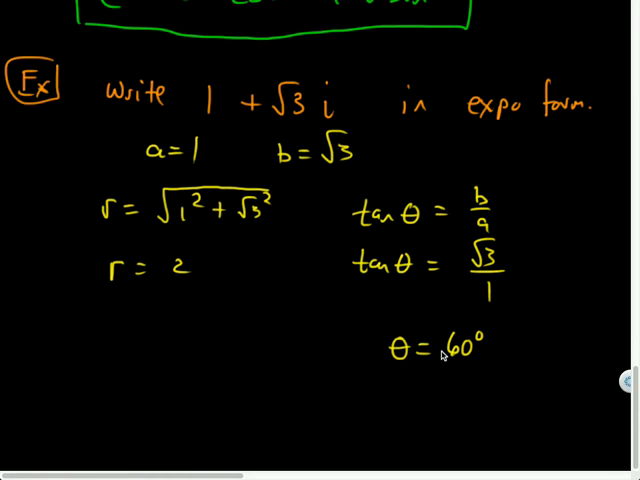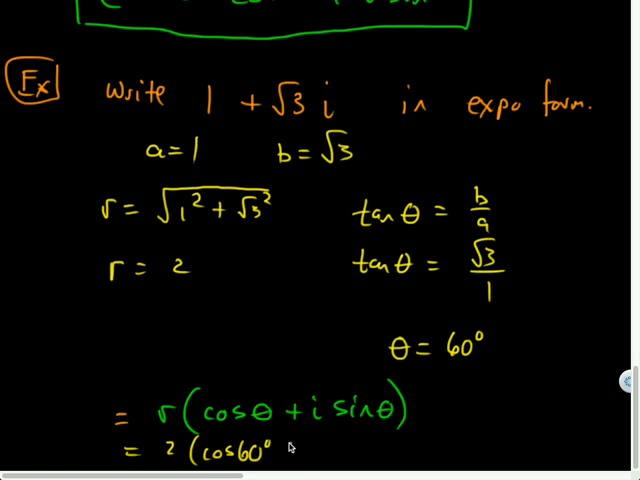So that means we can write this in polar form. 1 plus the square root of 3i is the same as what? Let's actually write that out. r times cosine theta plus i sine theta. Okay? So there's polar form. So our polar form would be 2 times cos 60 plus i sine 60. Right?